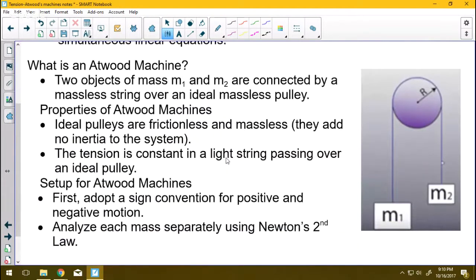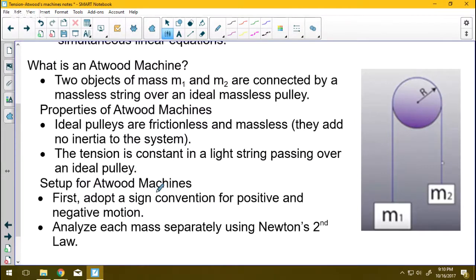So an Atwood machine is an object where you have a pulley and then you have 2 objects over that pulley. Okay, and they're connected by a massless string, and it's an ideal massless pulley, meaning that the pulley doesn't require any mass to it. The ideal pulleys are frictionless and massless, so they add no inertia to the system. The tension is constant in a light string passing over an ideal pulley.